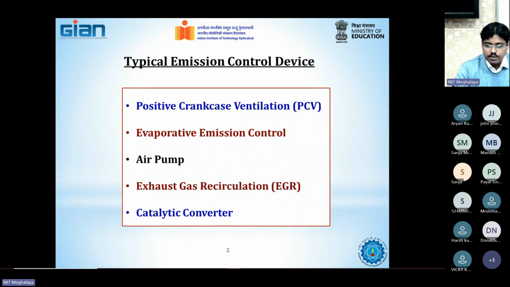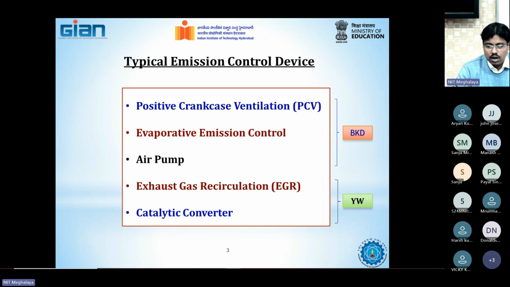There are different types of emission control devices available in IC engines. Out of them, these five are the primary emission control devices. Number one is positive crankcase ventilation. Second is evaporative emission control. Third, air pump. Fourth, exhaust gas recirculation. And fifth, catalytic converter.